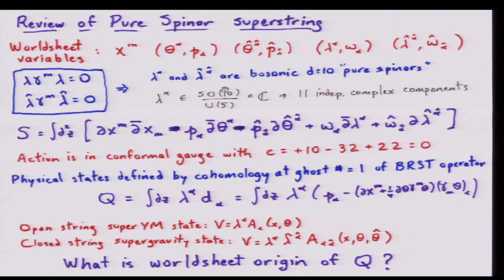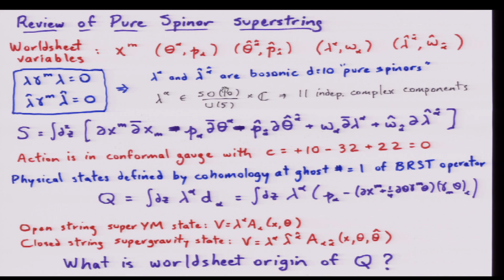Then you also have some variables which you can naturally interpret as ghosts in the sense that they're bosonic. So lambda and lambda hat are bosonic space-time spinors. But they're going to be constrained space-time spinors, which Cartan called pure spinors. So they satisfy this constraint. It means that they parameterize this space. So it's SO(10) over U(5). That has 10 complex directions, but then you also have a complex scale factor.